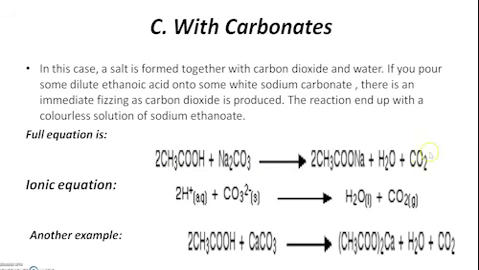This is our full equation. Ethanoic acid reacts with sodium carbonate, producing sodium ethanoate, water and carbon dioxide. All acids react with carbonate, producing salt, water and carbon dioxide. Ionic equation: from acid, which ion comes out? Hydrogen. And from metal carbonate, carbonate ions. As a result of this, water and carbon dioxide are produced.